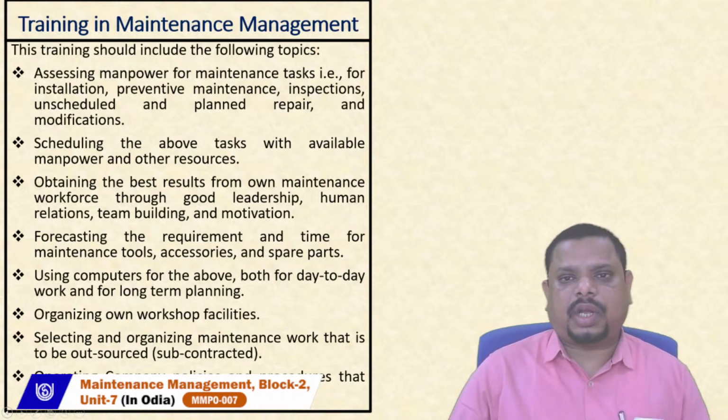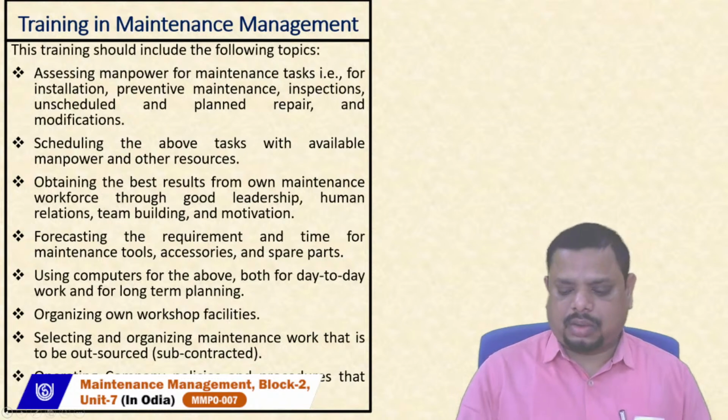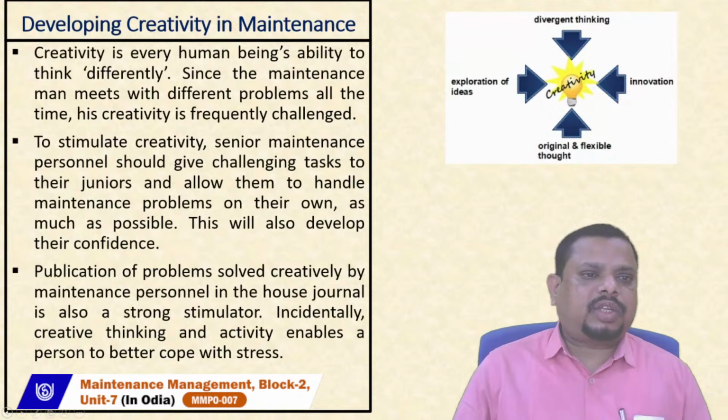Then forecasting the requirement of tools, accessories, and spare parts, using computer knowledge in case of long-term planning, organizing their own workshop facilities, then selecting and organizing maintenance work. And finally, the last one is operating company policy and procedures. Moving to the next one. The next one is developing creativity in maintenance.